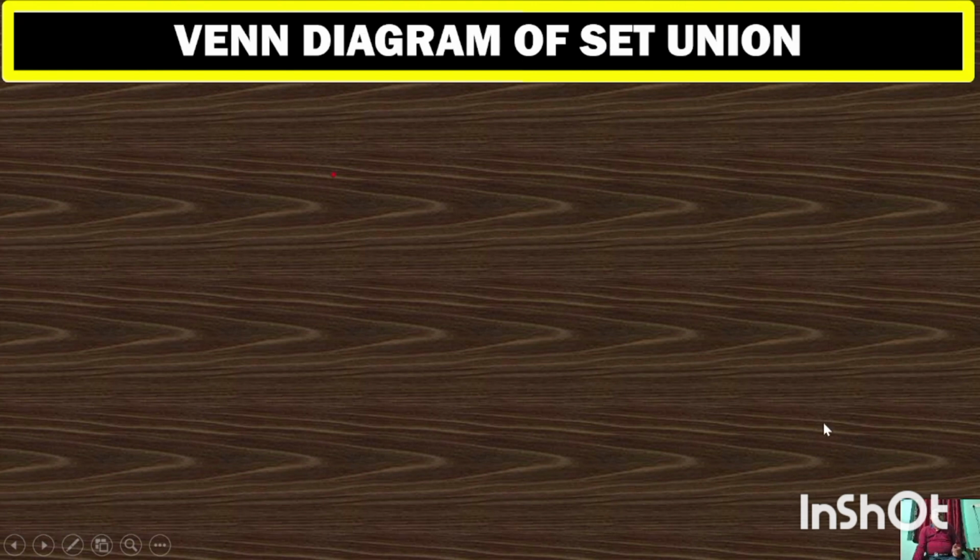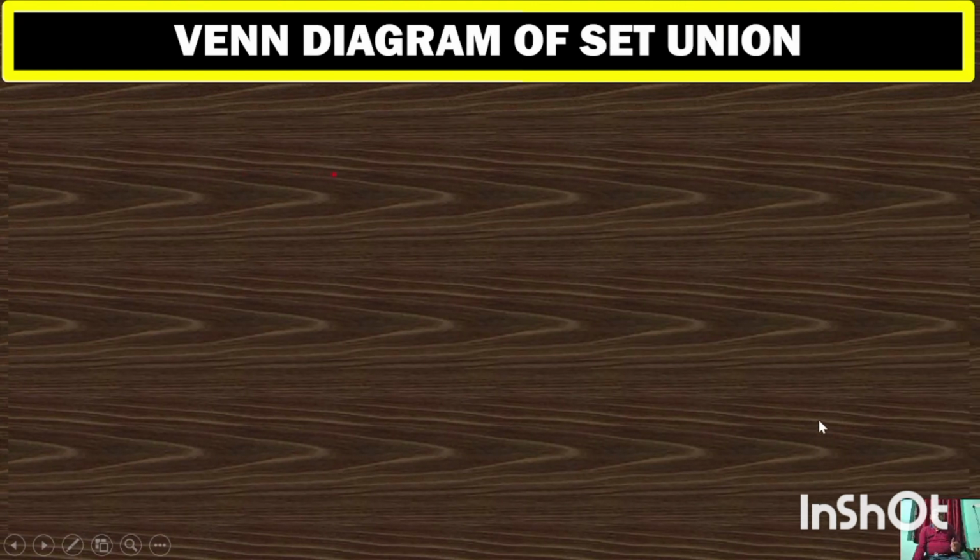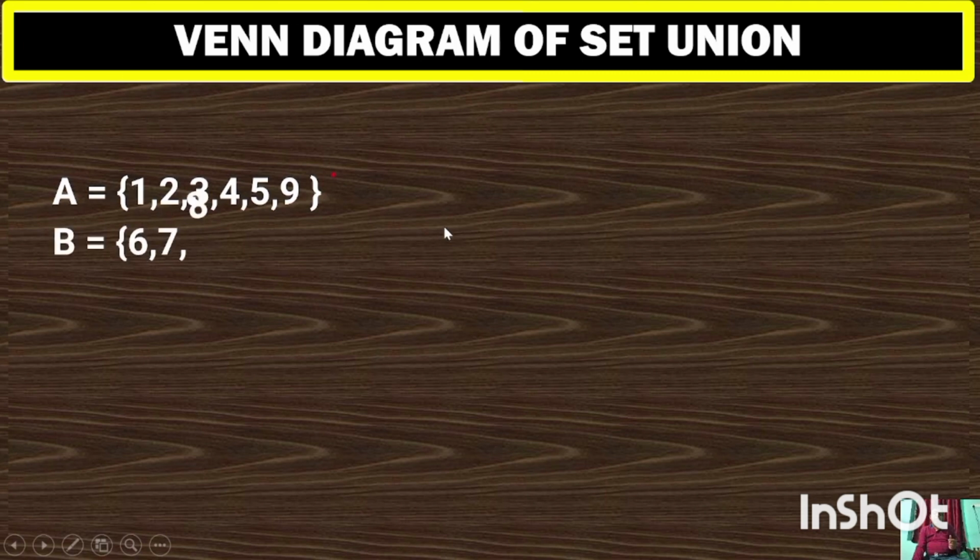What is the Venn diagram of the set union? With the help of a Venn diagram, we can explain it also, right? Suppose the set A is equal to {1, 2, 3, 4, 5, 9}. Another set B is {6, 7, 8, 9}. So A union B we shall get.